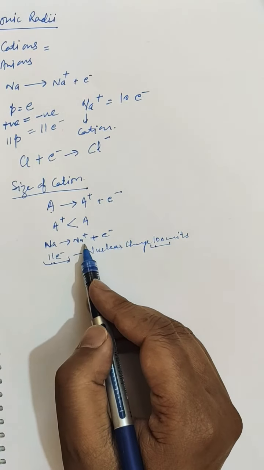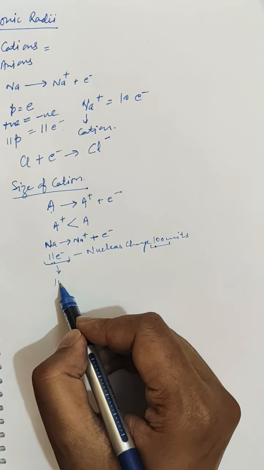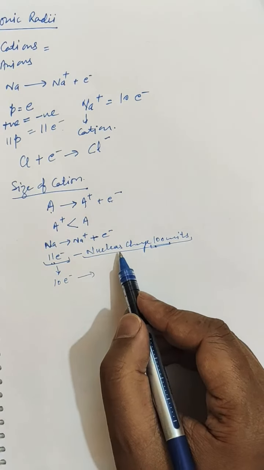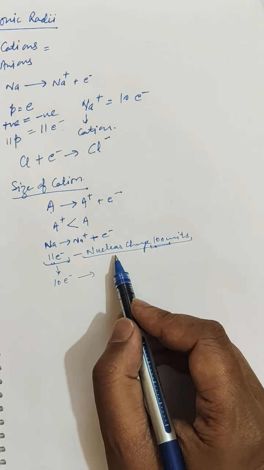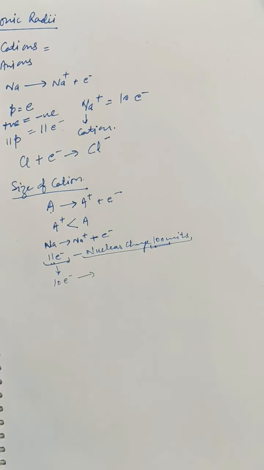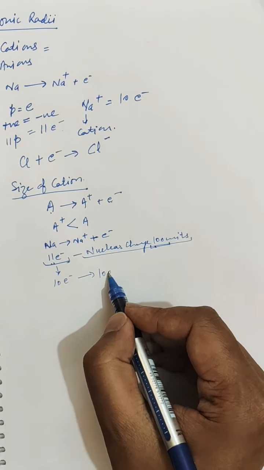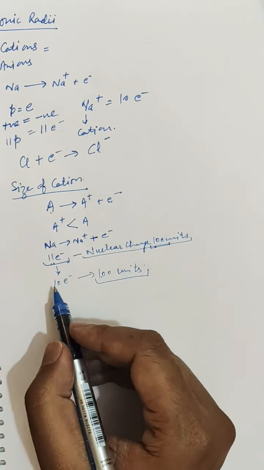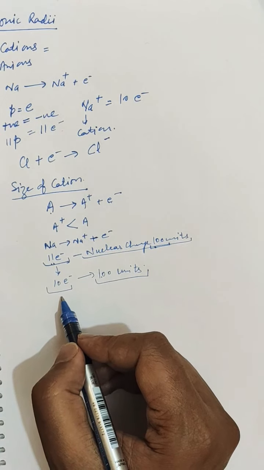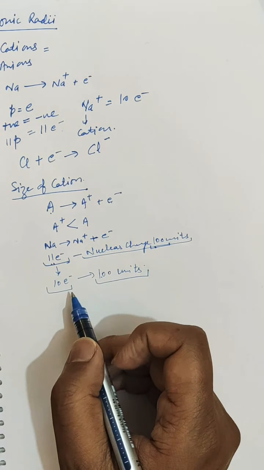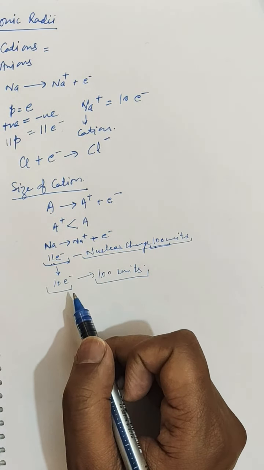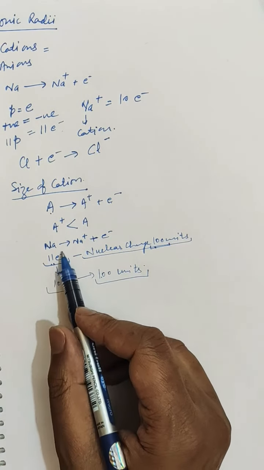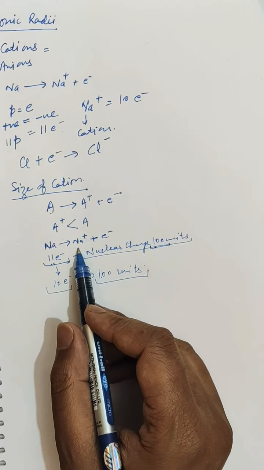So when it loses an electron, there are now 10 electrons. Now 10 electrons are filling the same nuclear charge, because there is a loss of electron, but nuclear charge depends upon the nucleus. So now 10 electrons are filling the 100 units of nuclear charge. So per electron the nuclear charge automatically increases, which results in the pulling of the electron cloud toward the nucleus, and which results in the decrease in the size of the cation.